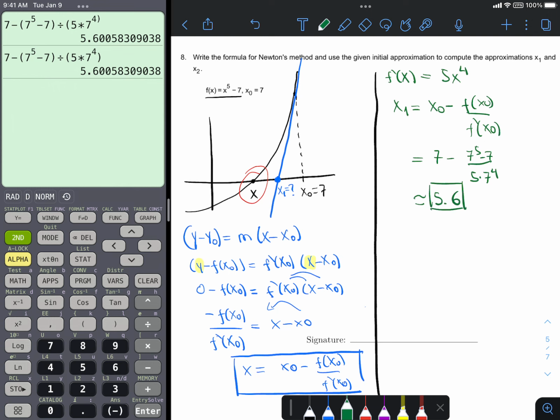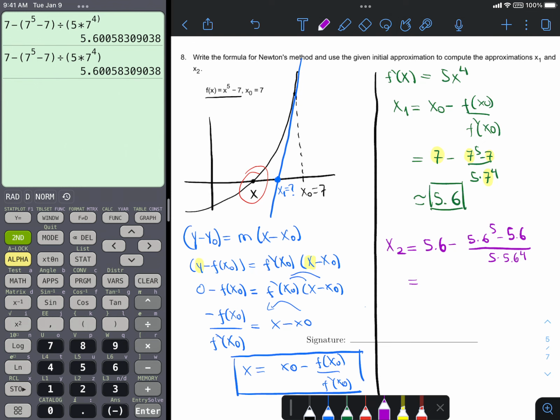If you're entering that into a computer system, make sure that you're rounding to the correct number of decimal places. And then if I wanted to do this again to find an x2, I can just do the exact same thing, but now with x1. So whenever I saw 7 before, I replace it with 5.6. So x2 is 5.6 minus 5.6 to the 5th minus 5.6. I forgot that one here. Divided by 5 times 5.6 to the 4th.